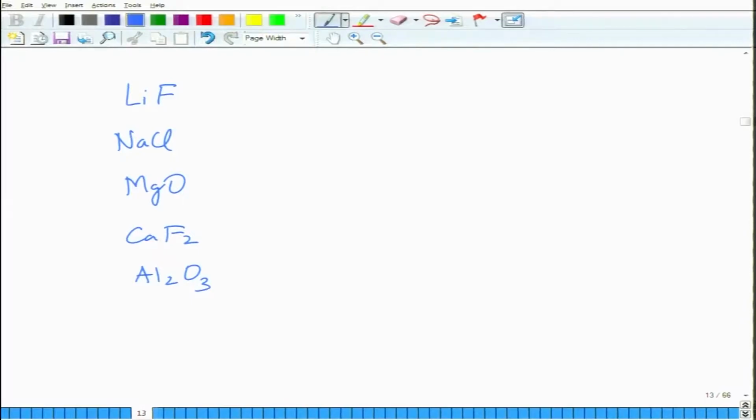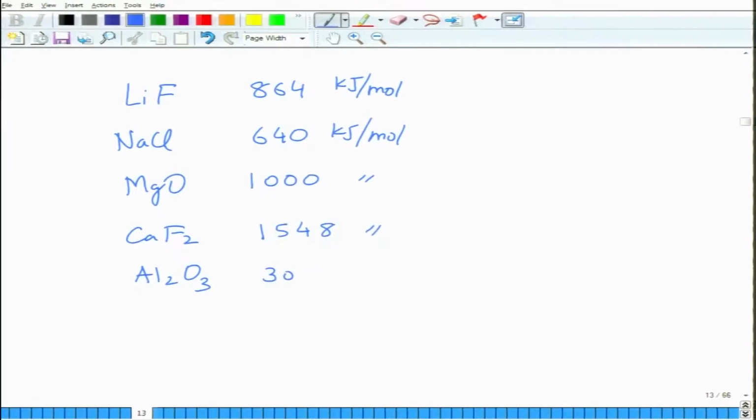Now, you will see that this bond energy is related to the enthalpy of atomization. If I take the values, this is for example 864 kilojoule per mole. On the other hand, the value for NaCl is 640 kilojoule per mole. Magnesium oxide has a value of 1000, calcium fluoride has a value of 1548, and aluminum oxide has a value of 3060. These values can be found in any standard text, for example Raghavan's Materials. Now, which of these do you expect to have the highest melting point, and which the lowest melting point?